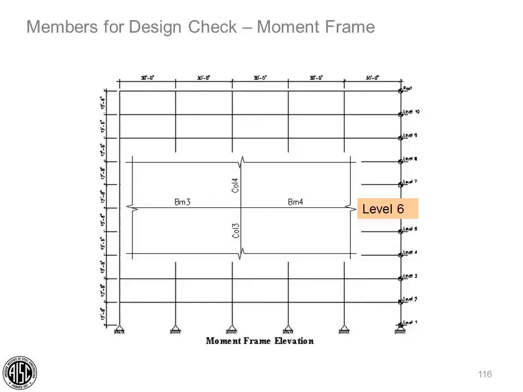Now let's look at the moment frame. Remember that we stiffen the columns and beams at the lower levels to control drift, so we'll look at the moment frame members higher up in the building that were controlled by strength. We'll look at some moment frame members at level 6. The column below level 6 is column 3, and the column above is column 4. The beam to the left is beam 3, and the beam to the right is beam 4.